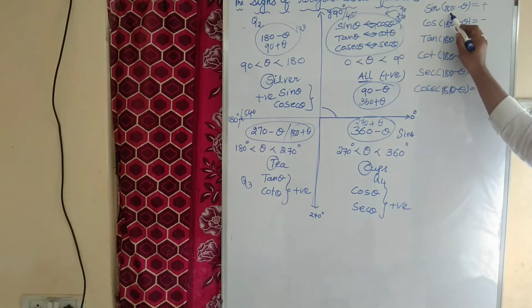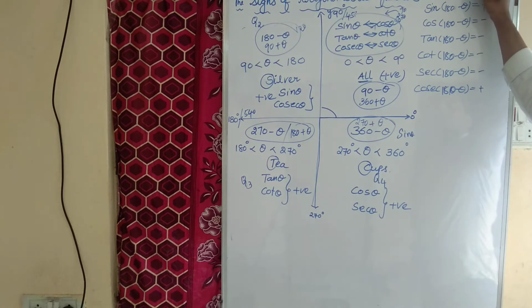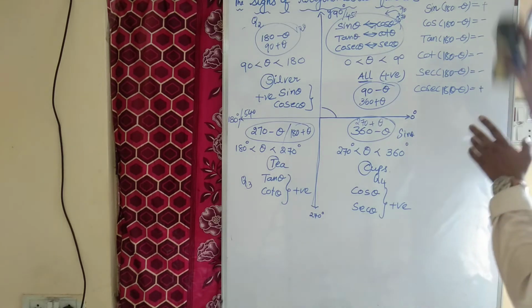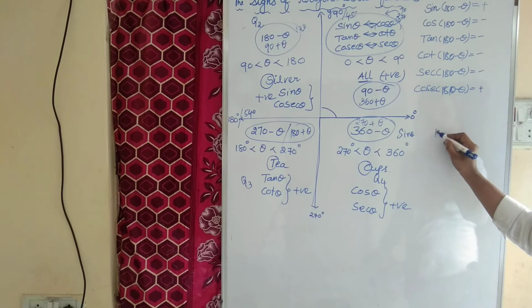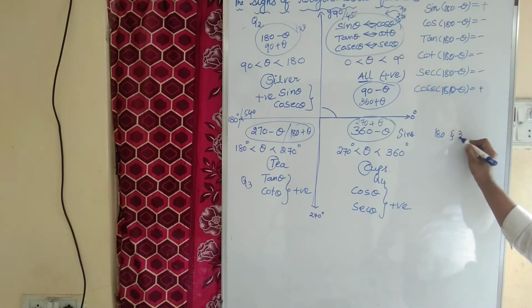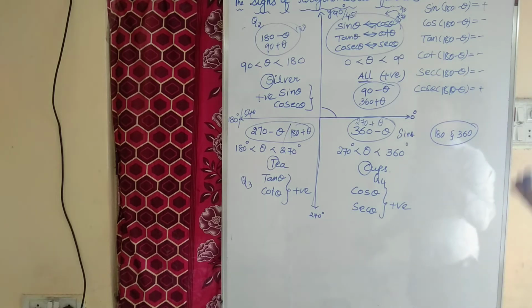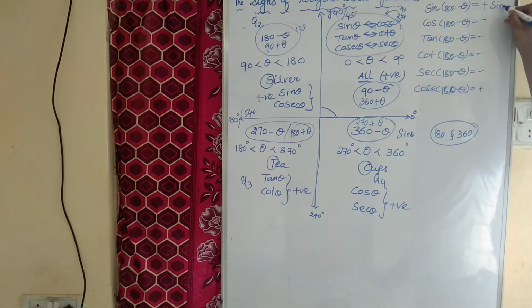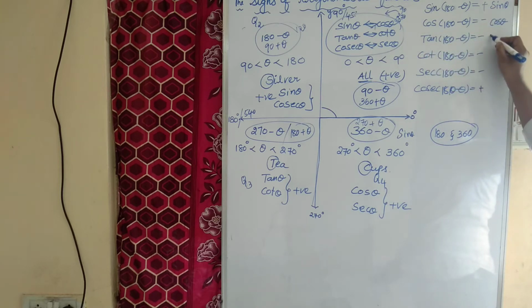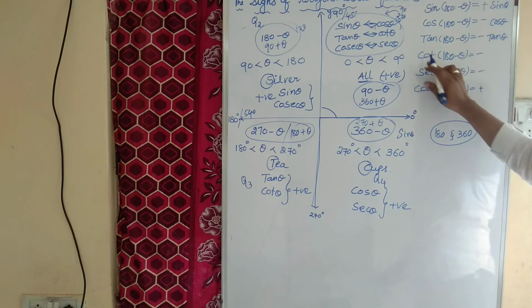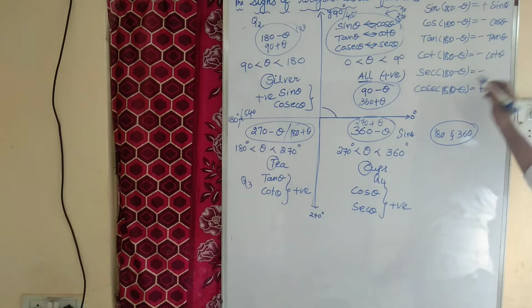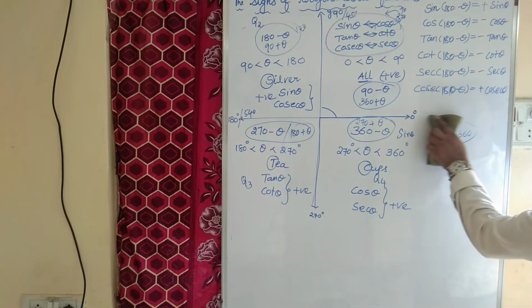Children, if it is 180 and 360 degrees, there is no change in trigonometric ratios. If it is sine, it will become sine only. If it is cos, it will become cos only. If it is tan, it will become tan only. If it is cot, it will become cot only. If it is sec, it will become sec only. If it is cosec, it will become cosec only.